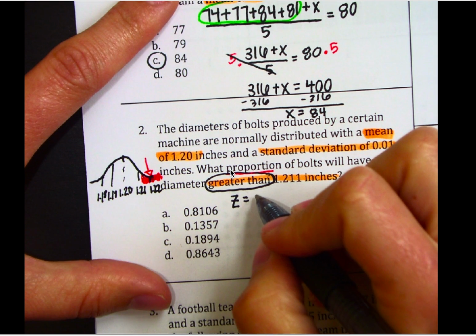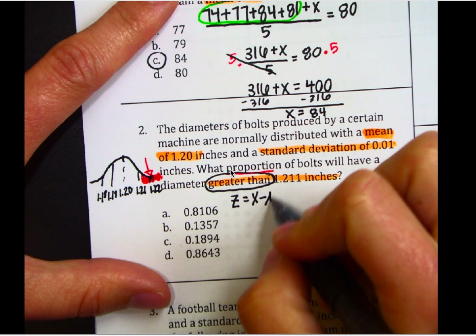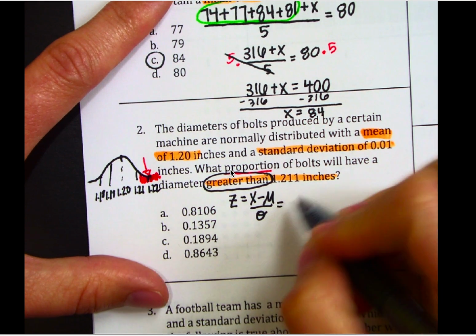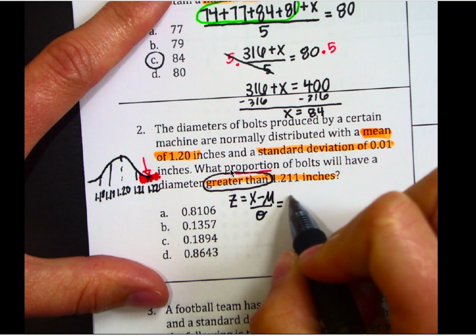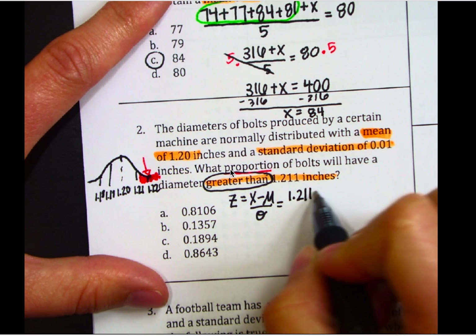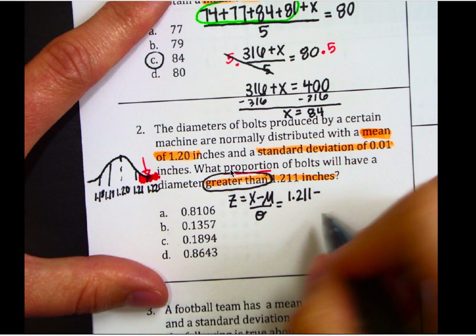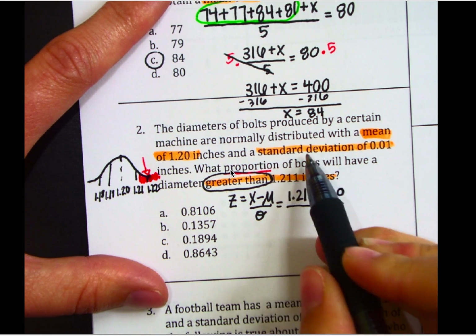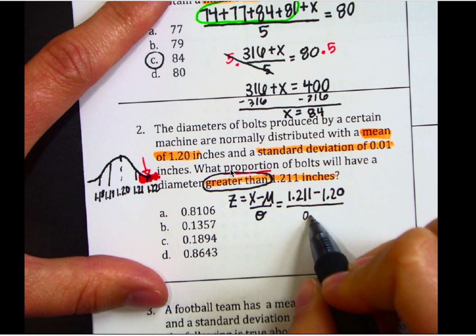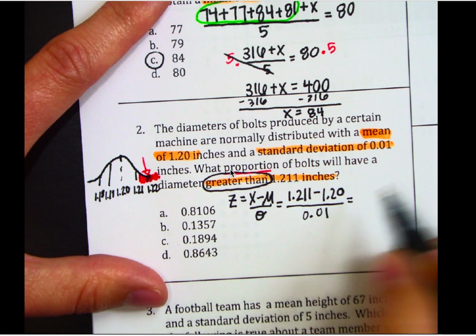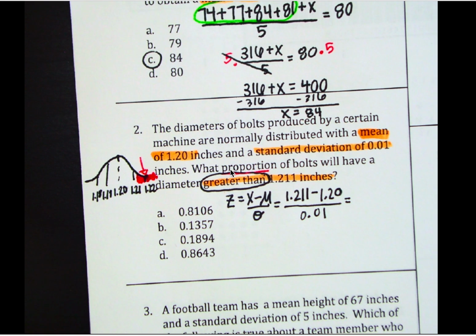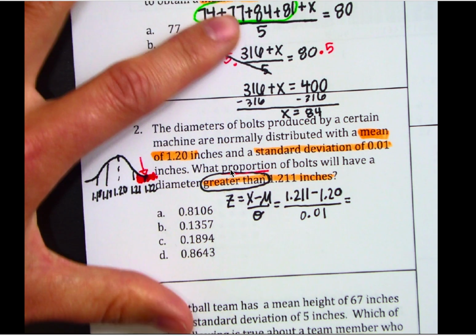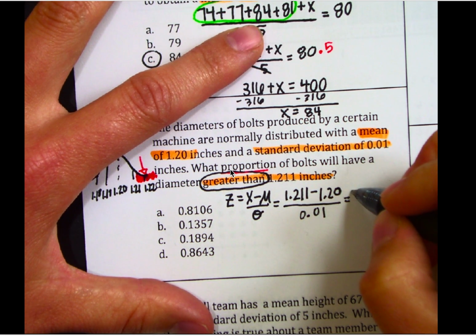So z is equal to the value minus the mean, divided by the standard deviation. The value that we are looking at is 1.211. The mean, very clearly stated, is 1.20, and the standard deviation, clearly stated, is 0.01. So we're going to use our calculator to subtract and then divide by 0.01, and we get a z-score of 1.1.